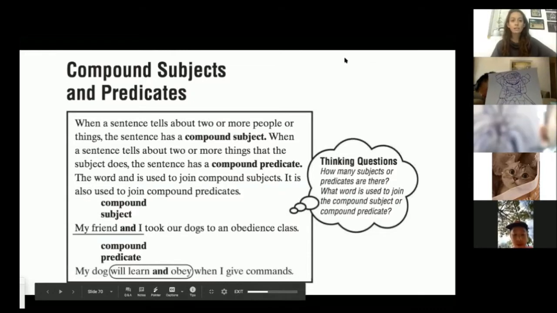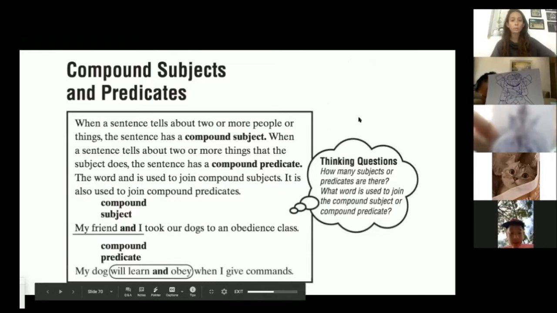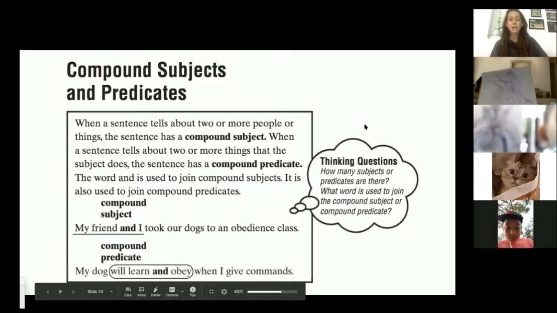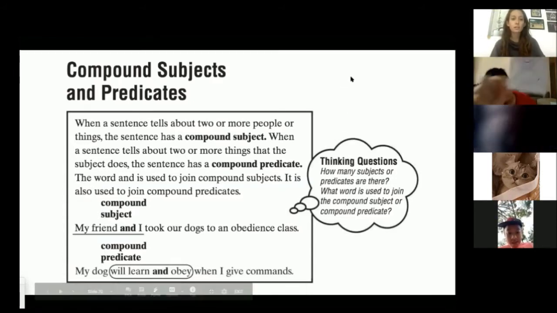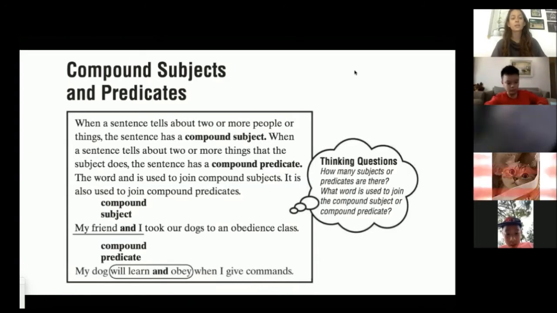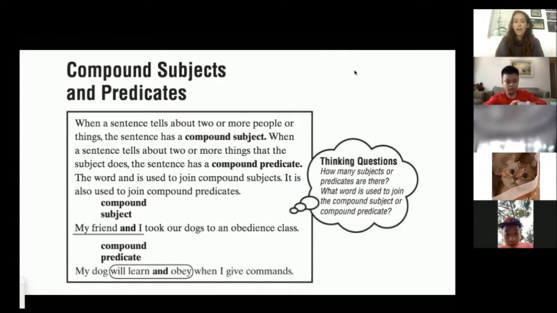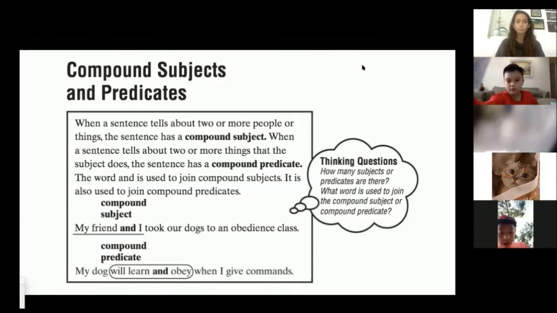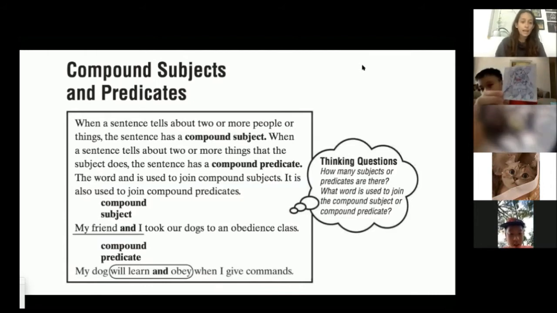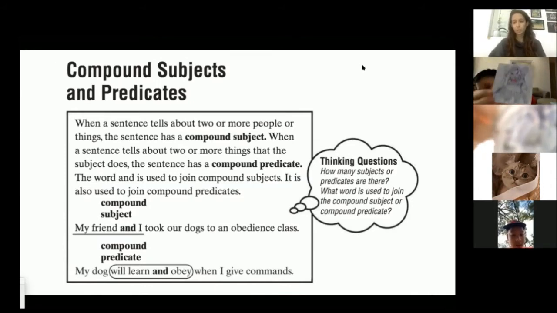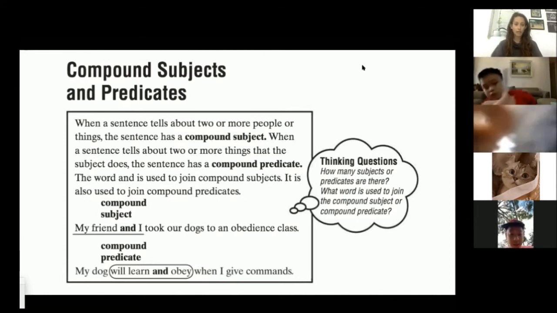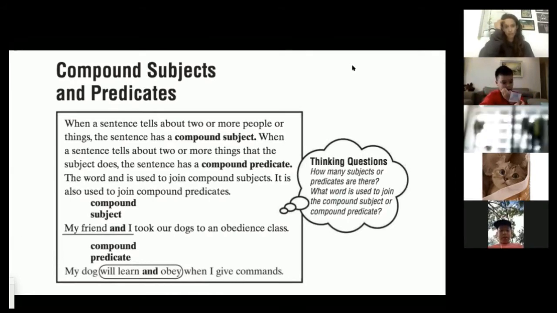When a sentence tells about two or more people or things, a sentence has a compound subject. When a sentence tells about two or more things the subject does, the sentence has a compound predicate. The word "and" is used to join compound subjects. It is also used to join compound predicates. So let's look at our example sentence.